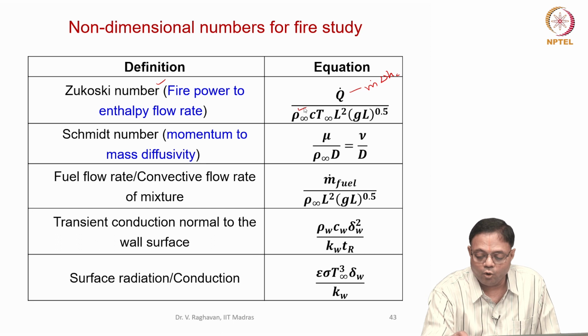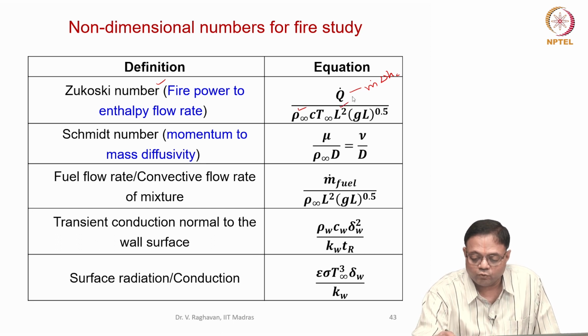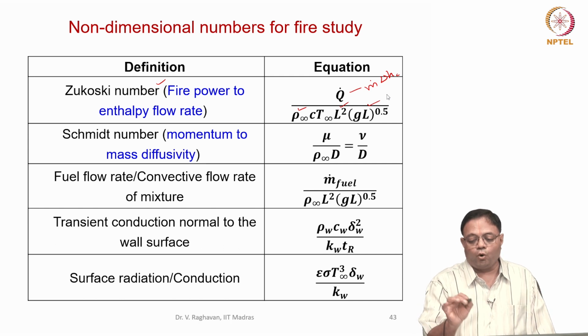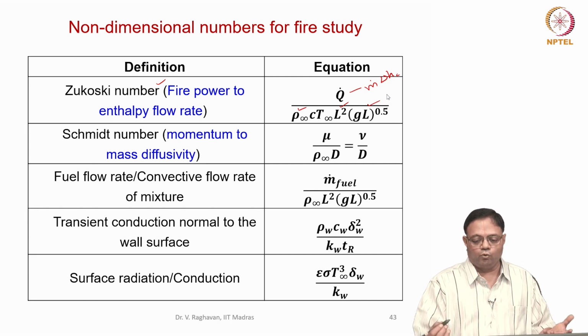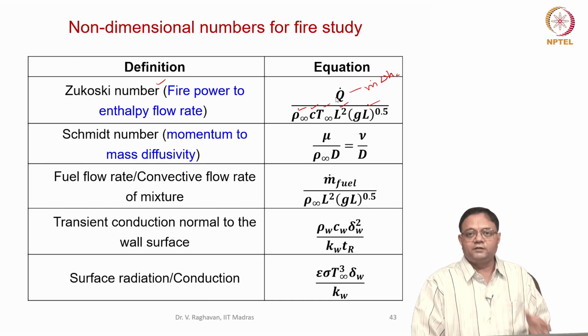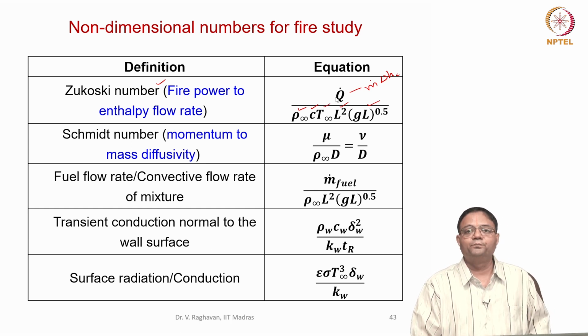See this. Rho L squared is like area. g L to the power 0.5 is velocity. So rho A V, what is that? Mass flow rate times C times T. That will be the enthalpy flow rate.